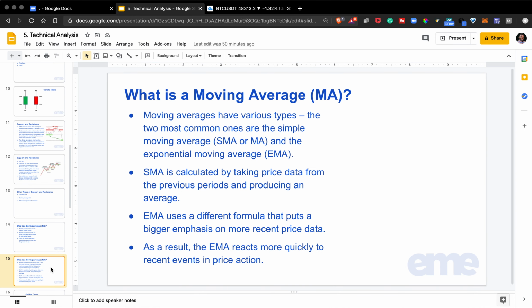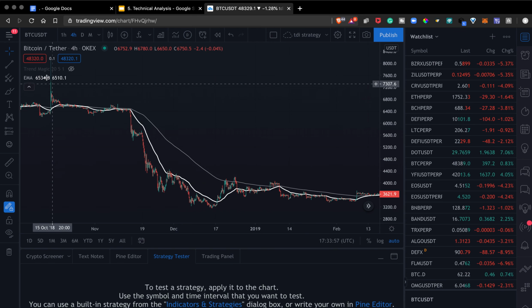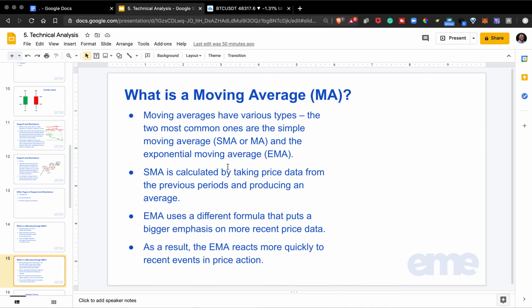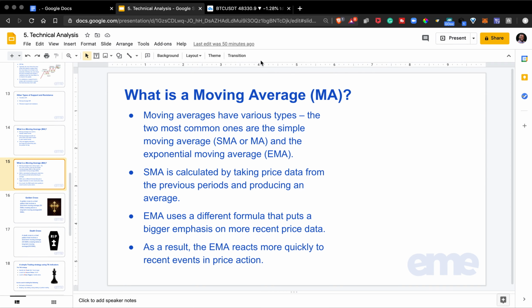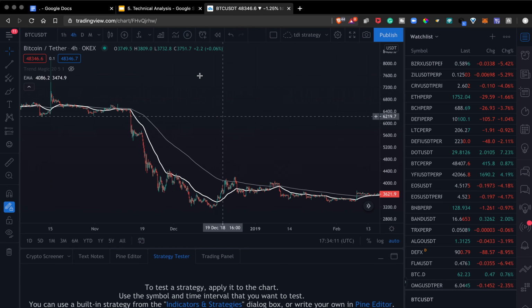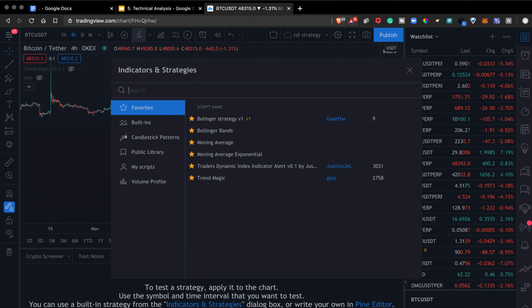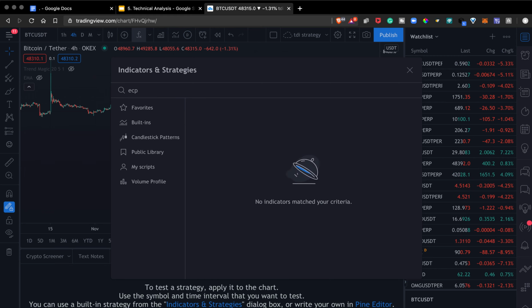There are many types of moving averages. We have the simple moving average. The one we're using in this chart is the exponential moving average. You can see it, the EMA, exponential moving average. I like the exponential moving average because it's more reactive to price. So how do you bring out the moving average? I'm just going to hide this one now. How do you bring out the moving average in your chart? You just go here and then you search for it, exponential moving average.